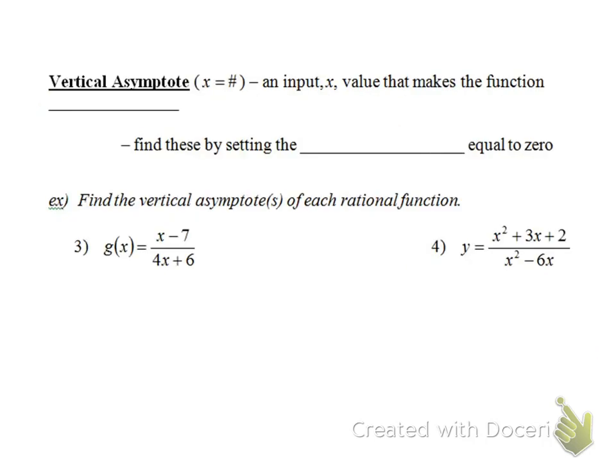Vertical asymptote, new word. You saw it yesterday in the activity, but it's always going to be x equals a number. And it's some number that actually makes the function undefined. We're going to find these vertical asymptotes by setting the denominator equal to 0. So let's go through and find the vertical asymptotes of these functions. Looking at the denominator, because the denominators cannot equal 0, we counteract that. Well, what if it did equal 0? What is that number?